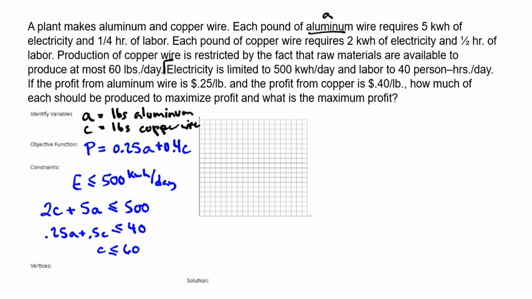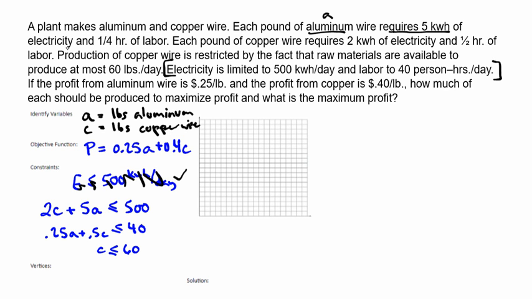If you go down here, you kind of see where our constraints are. Electricity is limited to 500 kilowatt hours per day. Okay, electricity has to be less than 500. Well, how is the electricity spent? A pound of aluminum requires 5 kilowatt hours. So 5 times however many pounds of aluminum, plus 2 kilowatt hours times however many pounds of copper wire we make, has to be less than or equal to 500. Okay, so we have dealt with this constraint.